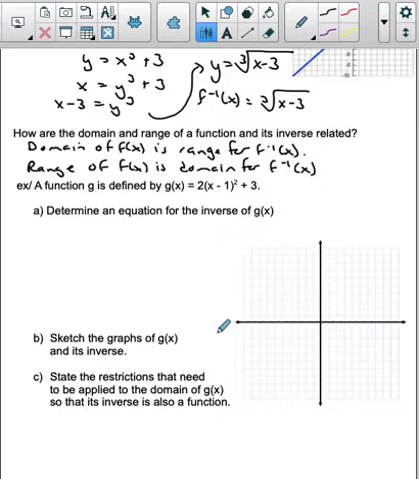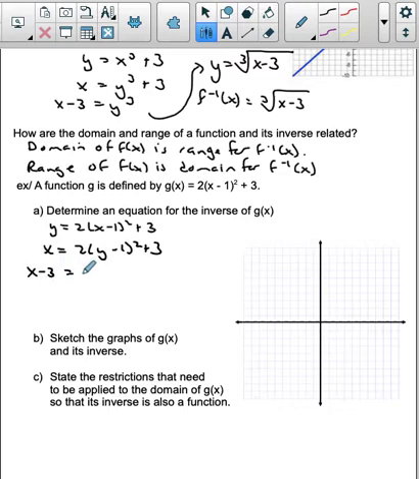Okay, and then this is just an example to work with restrictions. So we have a quadratic. Again, you did the inverse of quadratic relations last year, but the first step is to find an equation for the inverse. So again, you're going to replace g at x with y. Okay, and then we're going to switch x and y. So we have x equals 2 times y minus 1 squared plus 3. Now bring your 3 to the other side. So x minus 3 equals 2 times y minus 1 squared. Okay, and then divide by 2.